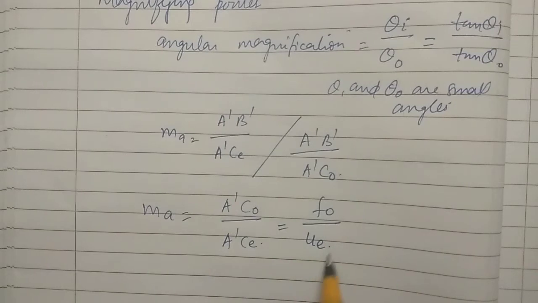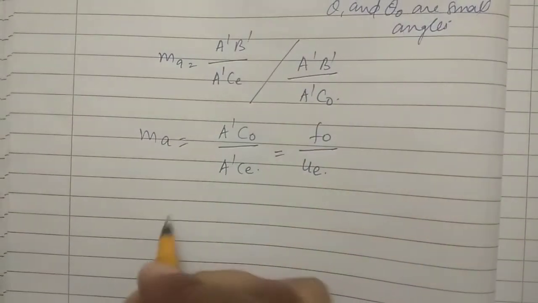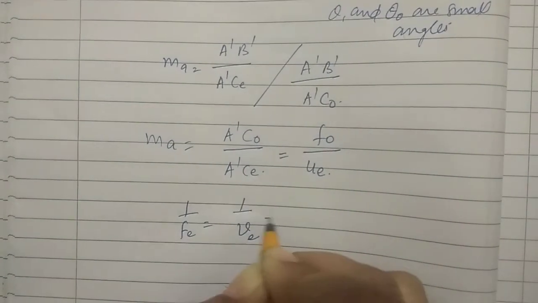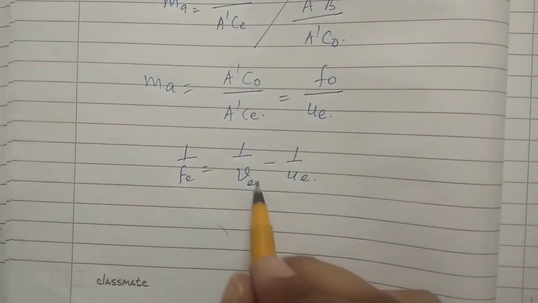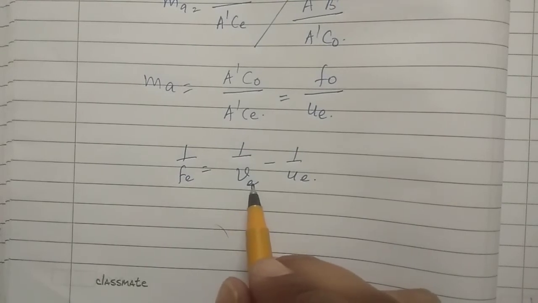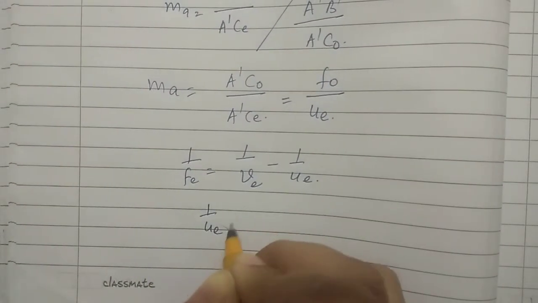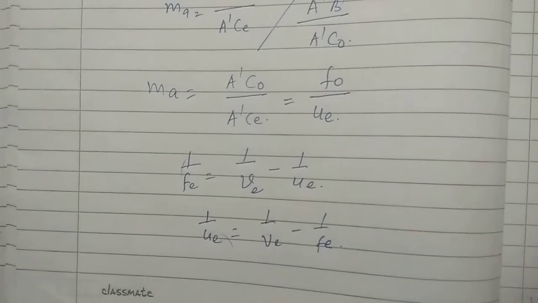Now let's find out this u e using the lens equation. We know that for the eyepiece, 1 over f e is equal to 1 over v e minus 1 over u e. And what is v e? v e is the image distance for the eyepiece, and we know that the image is formed at the least distance of distinct vision for the eyepiece. So for u e, 1 over u e is brought this side: 1 over v e minus 1 over f e. So let us substitute v e. So what is v e here?